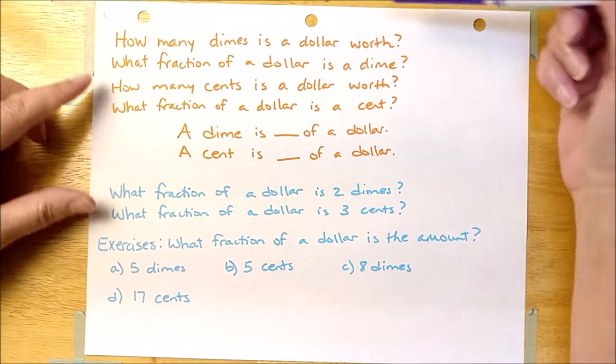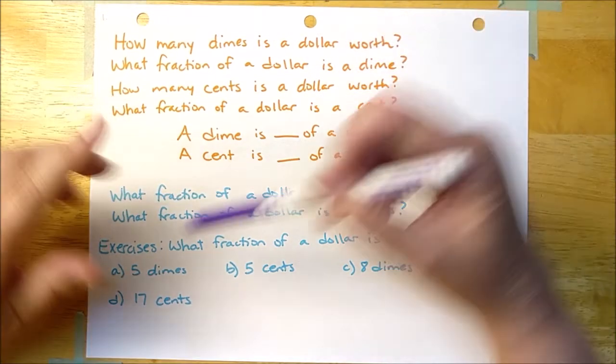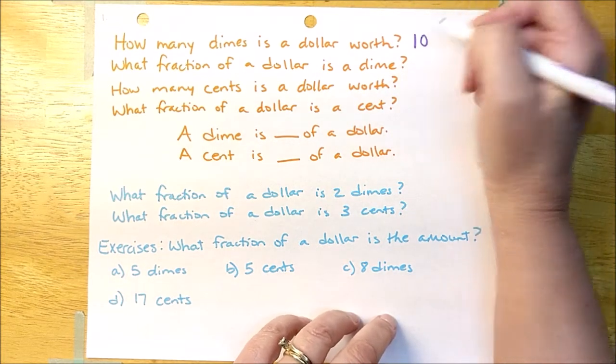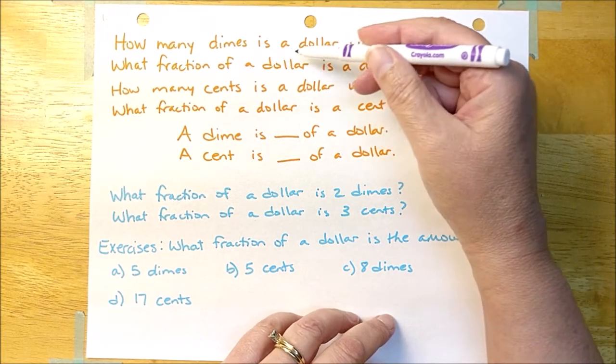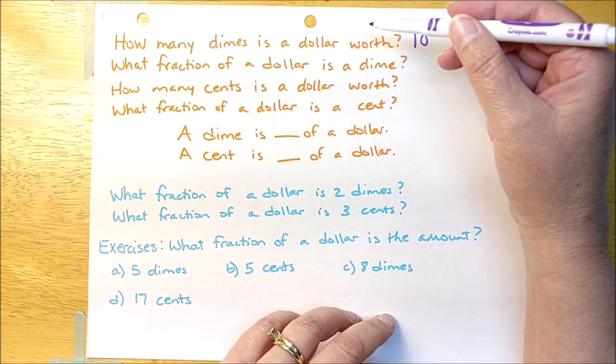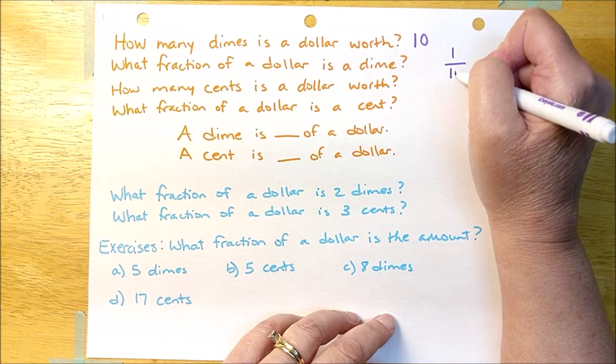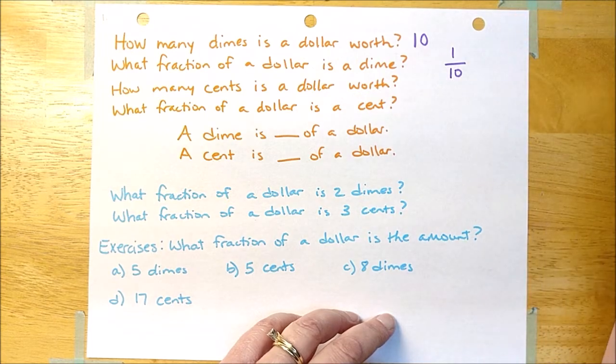how many dimes is a dollar worth? So how many dimes makes a dollar? You're right, 10. So what fraction of a dollar is a dime? A dime is 1/10 of a dollar.